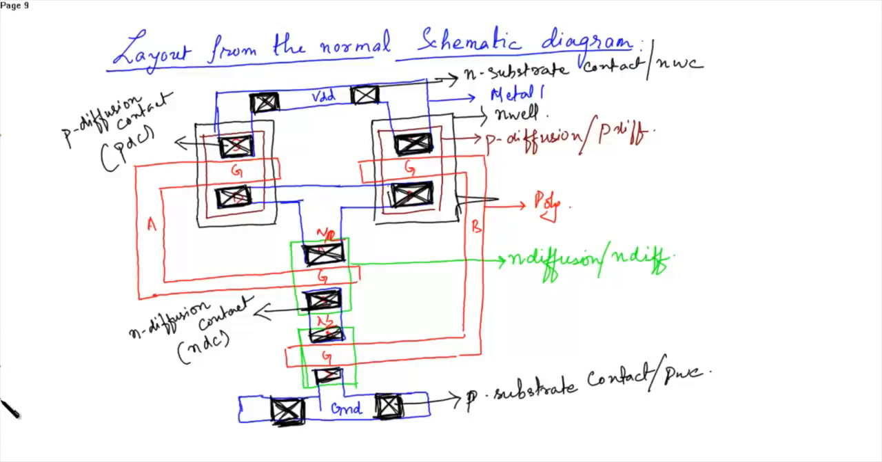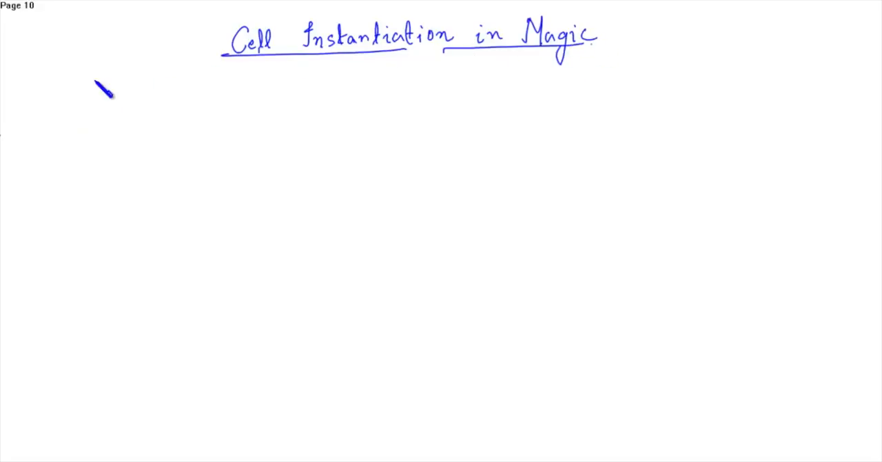But let's see another procedure for drawing this, and that is using the cell instantiation process in Magic. Since we'll be drawing the layout in Magic, when we say it is cell instantiation, what will we do? We know that NAND is a combination of AND plus NOT. We have drawn the layout of AND and also the layout for NOT.